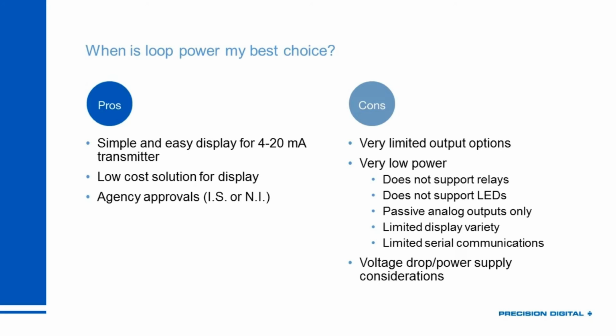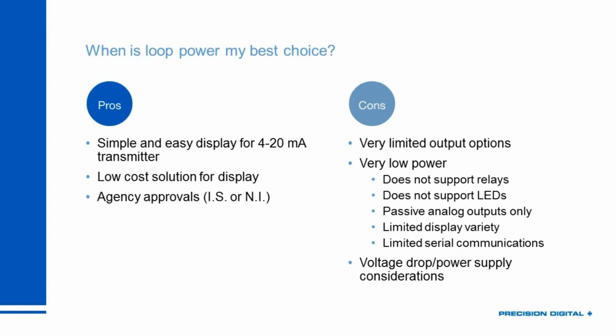Great. So when is LoopPower your best choice for a device? Well, it's got some great pros. It's a simple, easy way to display a 4 to 20 milliamp transmitter signal or to install the actual 4 to 20 milliamp transmitter. As we've said, it's a 2-wire device. You don't need to have power where you're trying to connect it up. And generally they're going to be simpler devices because they're not going to have a slew of high power outputs, so they can even be easier to program.